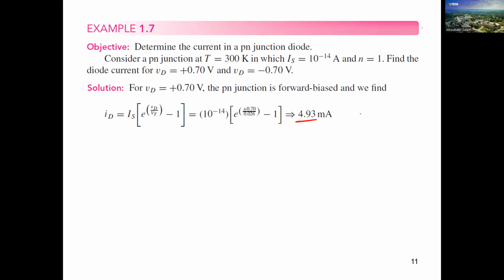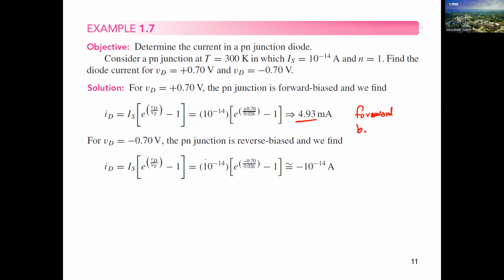This is in case of forward bias. And in case of reverse bias, we substitute here by V equals minus 0.7, and we substitute in the relation, and we found out that the diode current is 10 to the power minus 14, which is the saturation current. Saturation current here, guys, doesn't mean the greatest value. No, here the saturation current refers to the leakage current in the semiconductor material.